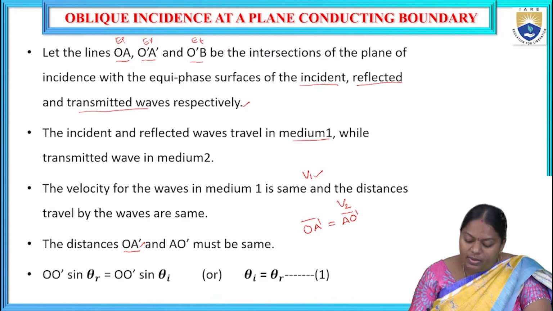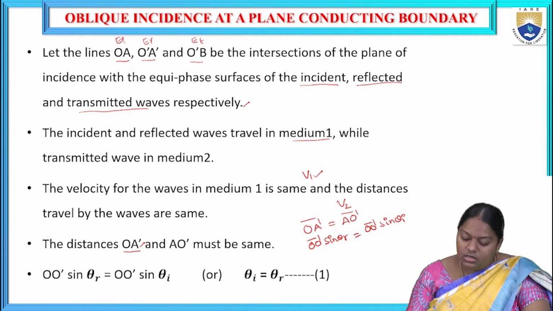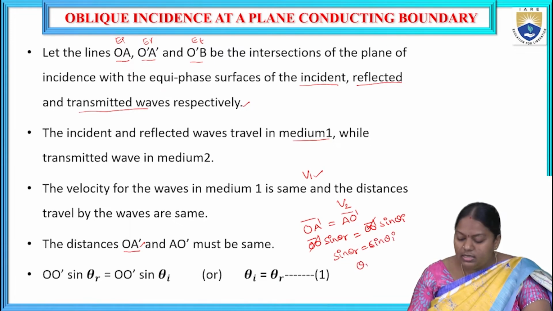So from that we will be calculating here OA dash can be written as OO dash sine theta r, and AO dash means OO dash sine theta I. So these are the two distances we are representing with vectors. Now from both sides, these two get cancelled, then sine theta r equal to sine theta I.